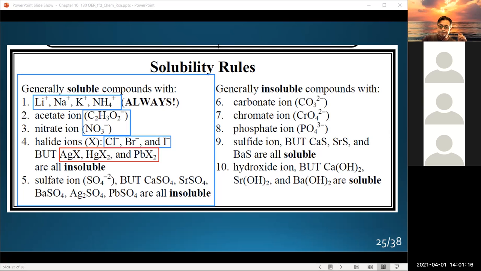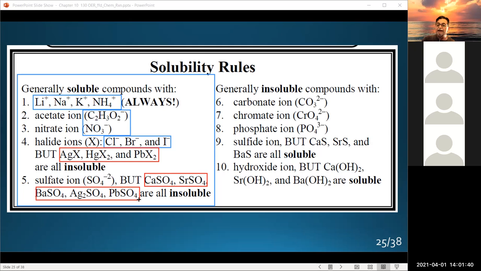The sulfates, also similar to the halides, are soluble unless they are bonded to calcium, strontium, barium, silver, and lead. Then they are classified as insoluble. So copper sulfate, soluble.